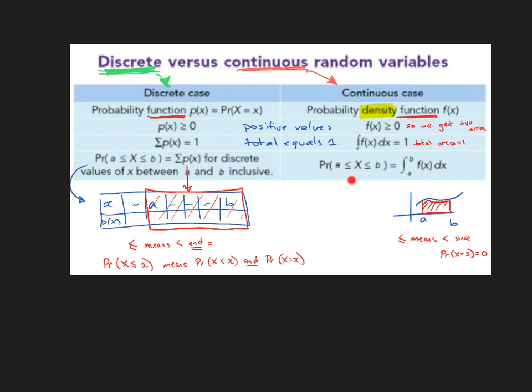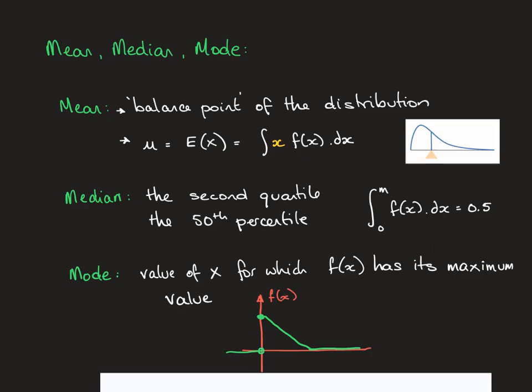For the continuous random variable, we integrate between a and b, the same kind of deal. But here we have that specific rule that the probability that x is equal to a particular value is equal to 0. So this is the one thing that we need to watch out for here. Watch out for this. That's a main difference.